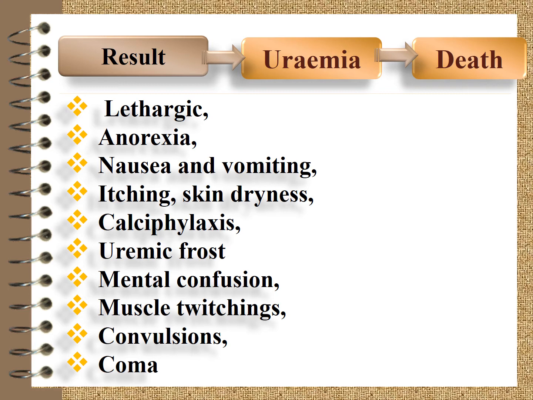Clinical manifestation of uremia is the following. The patient is lethargic, with anorexia, nausea and vomiting, itching, skin diathesis. Calciphylaxis and uremic frost are usual, followed by mental confusion, muscle twitchings, convulsions, and death. More commonly, a milder but inevitably progressive condition exists.